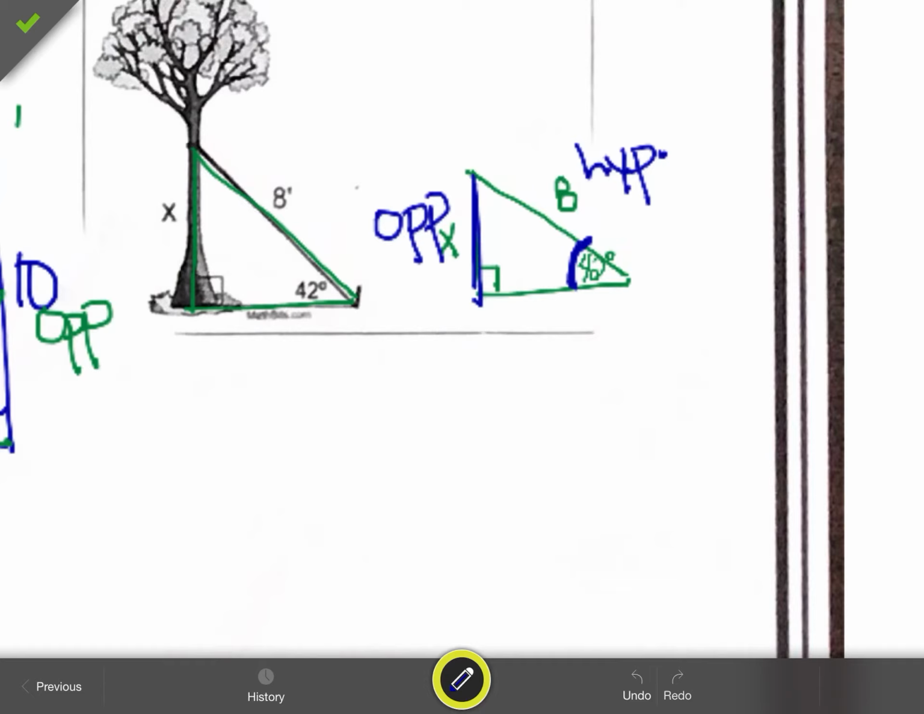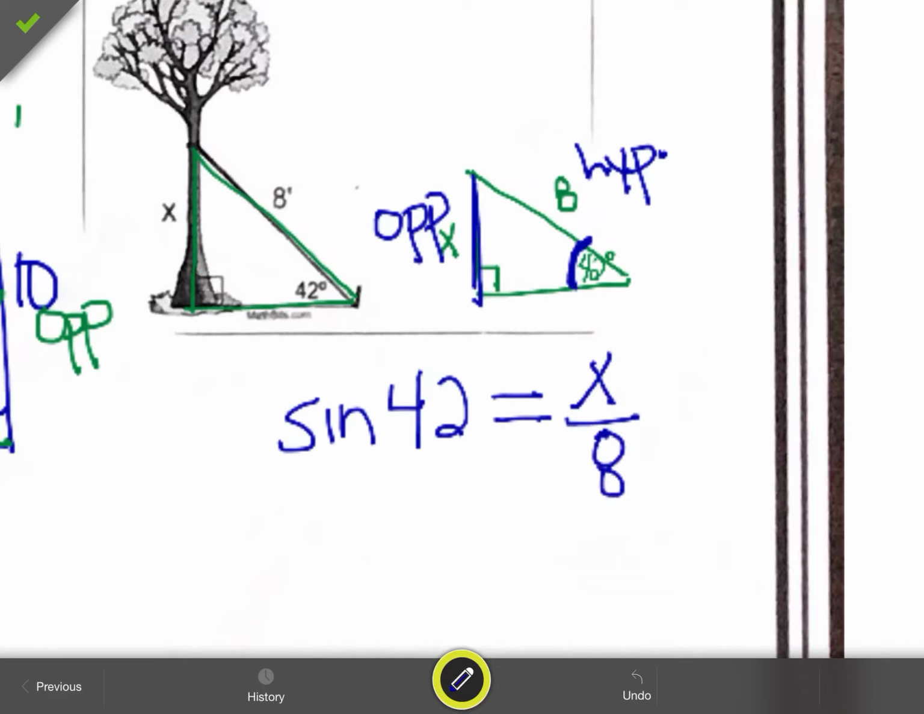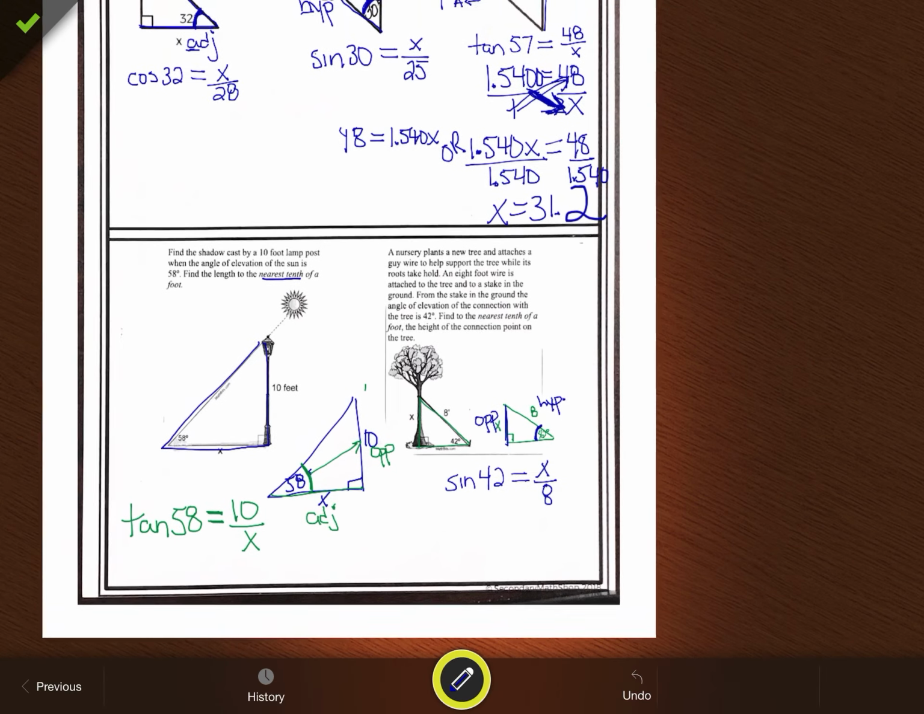What trig function has opposite and hypotenuse? Sine. What's my angle? 42 equals. We're writing an equation, opposite, this time it is my x, over what did I label hypotenuse? 8. Then you would find your decimal, cross multiply, and solve it for x.